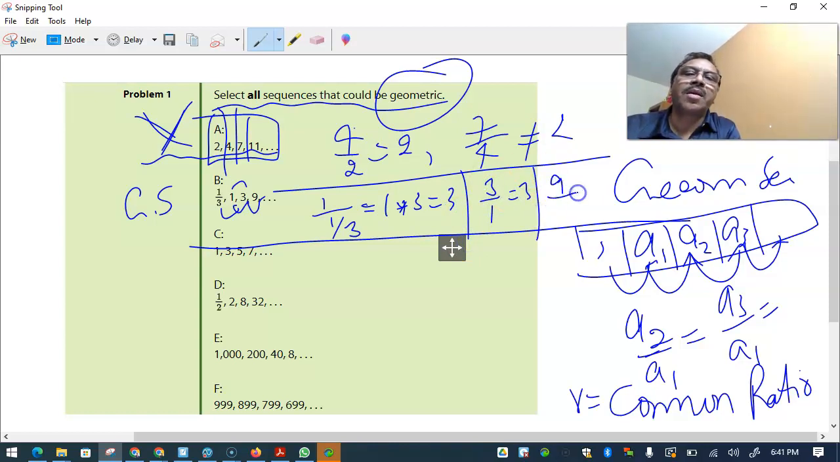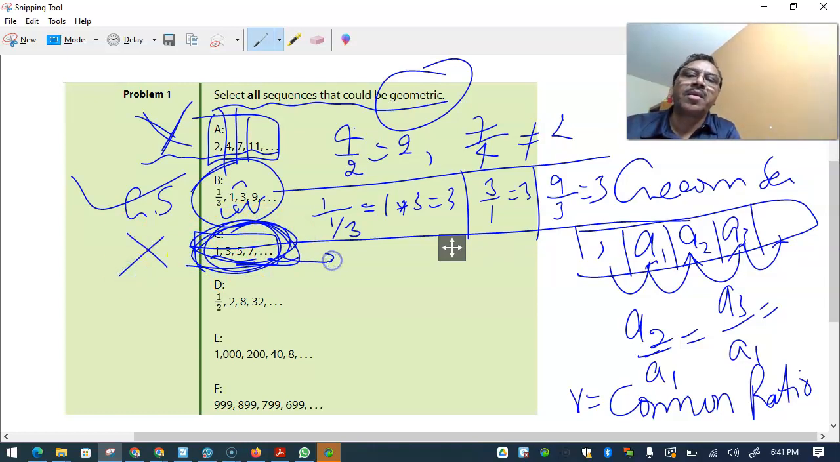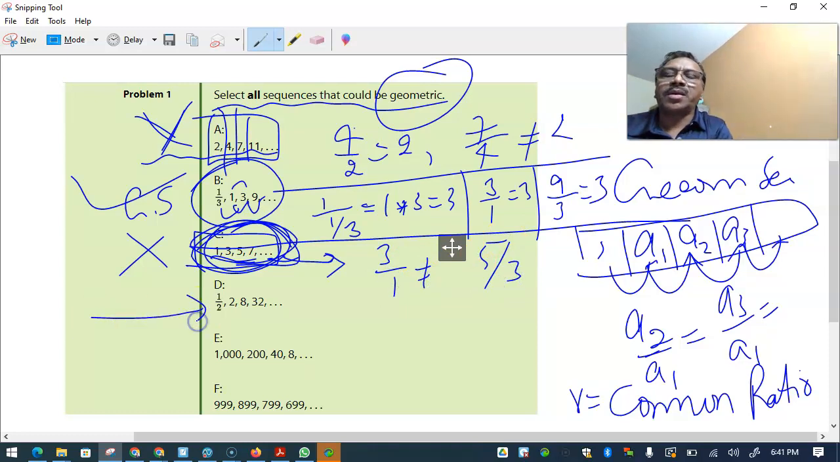Next one, 9 divided by 3 is again 3. So that's why this is yes, that's correct. What about the next one? We see the next one increases by 2, like 1 plus 2 is 3, 3 plus 2 is 5. So this is not a geometric sequence because it doesn't grow by the same factor. Or you can say, hey, 3 over 1 is not the same as 5 over 3. You can show that.